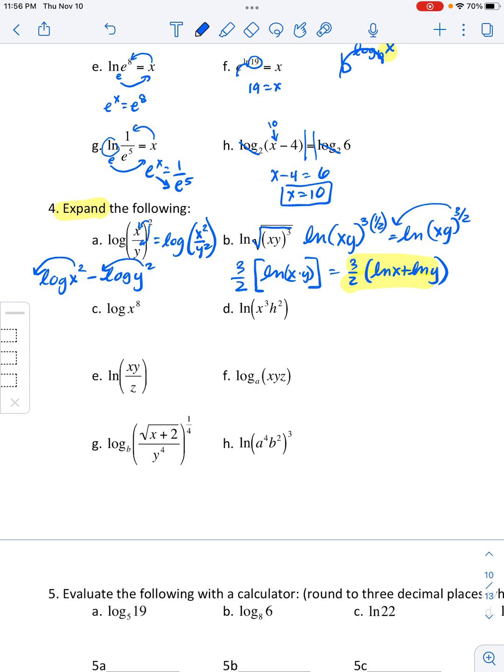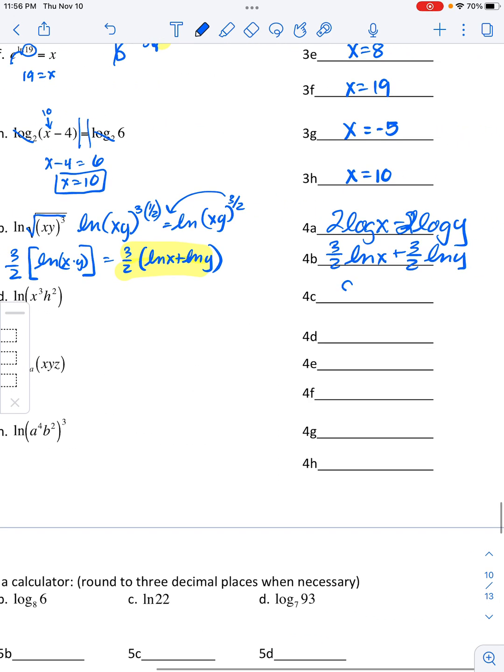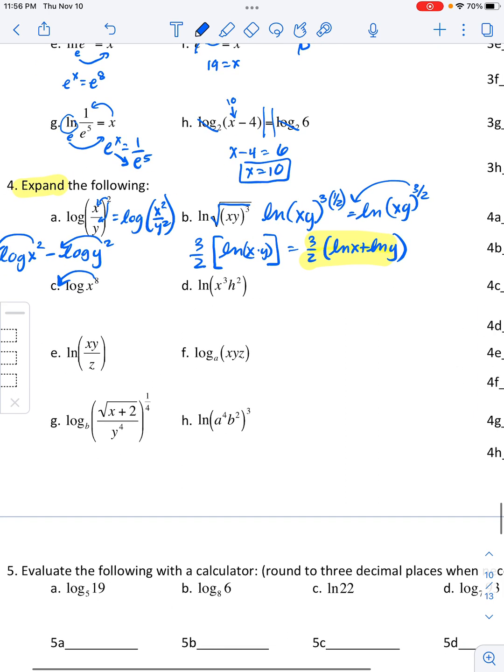What am I doing here? Expanding this. There's not really a lot of expansion I can do. Like nothing separates because I just have that x to the 8th, except drop the power. So I end up with 8 out in front of log x. And sometimes it just is that easy, so don't freak yourself out.